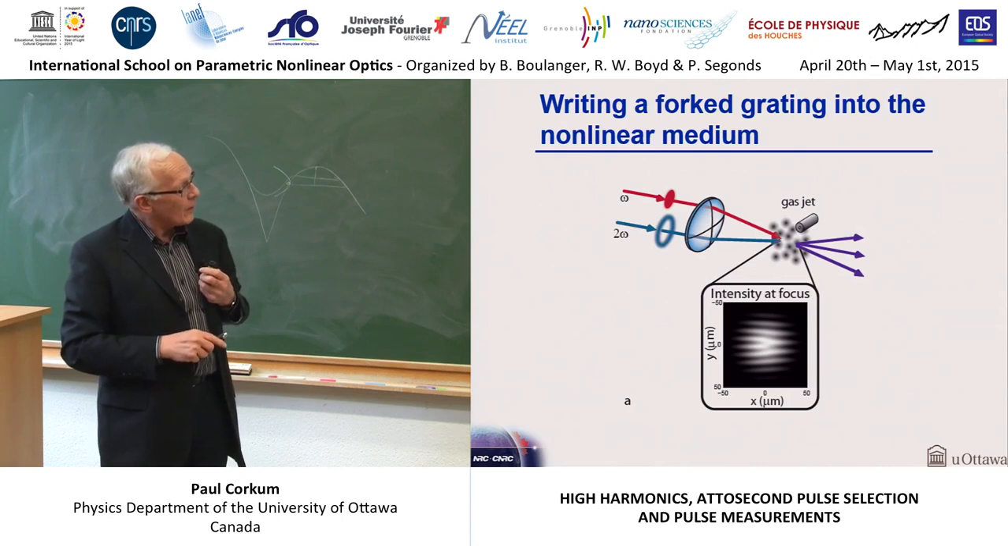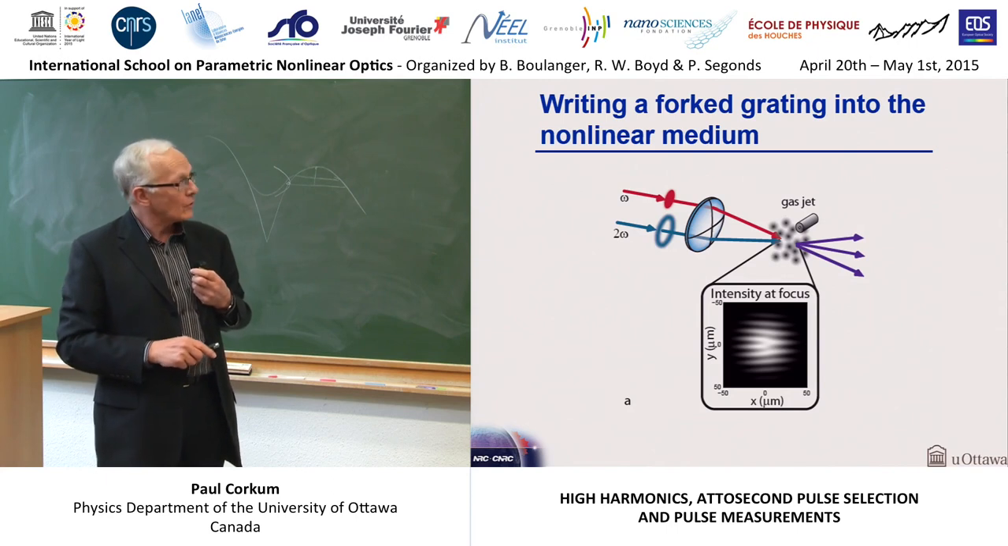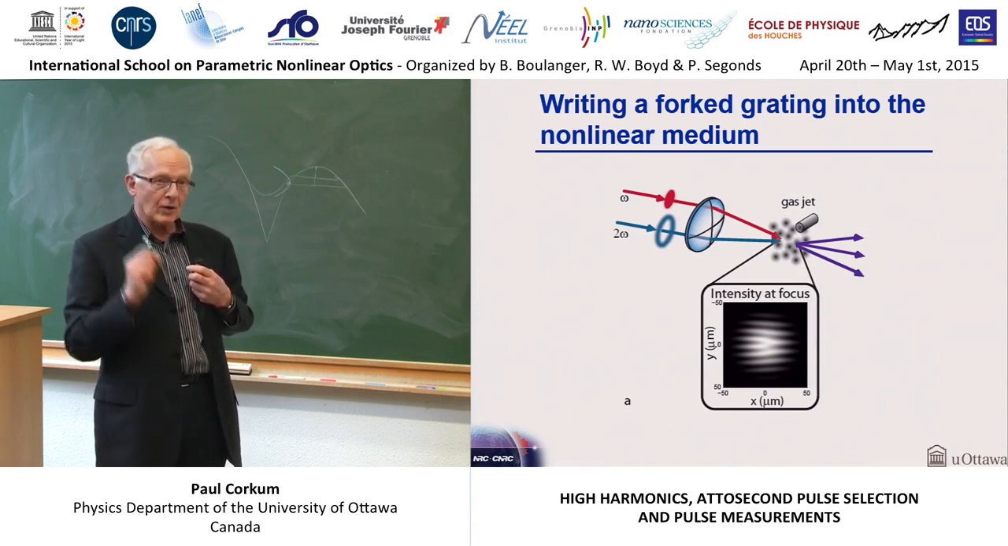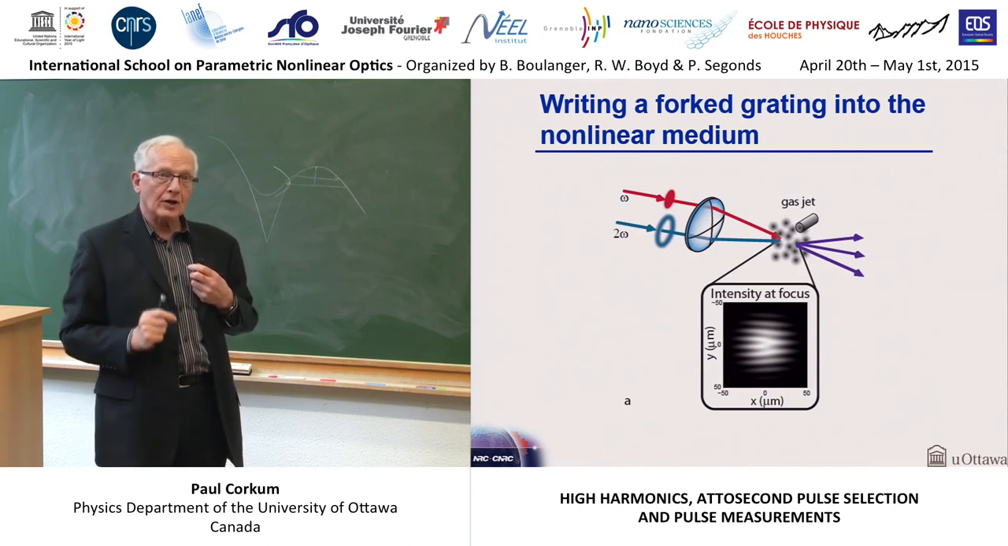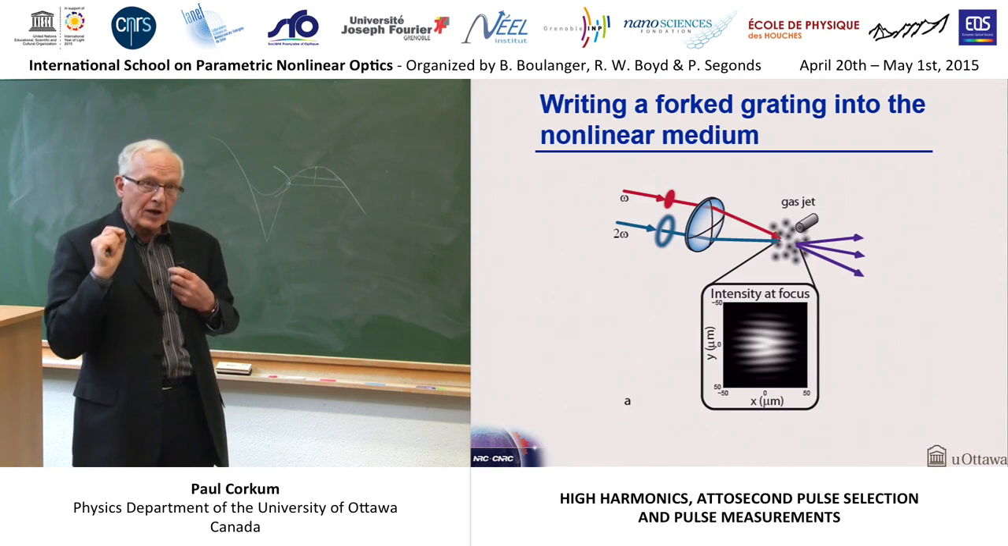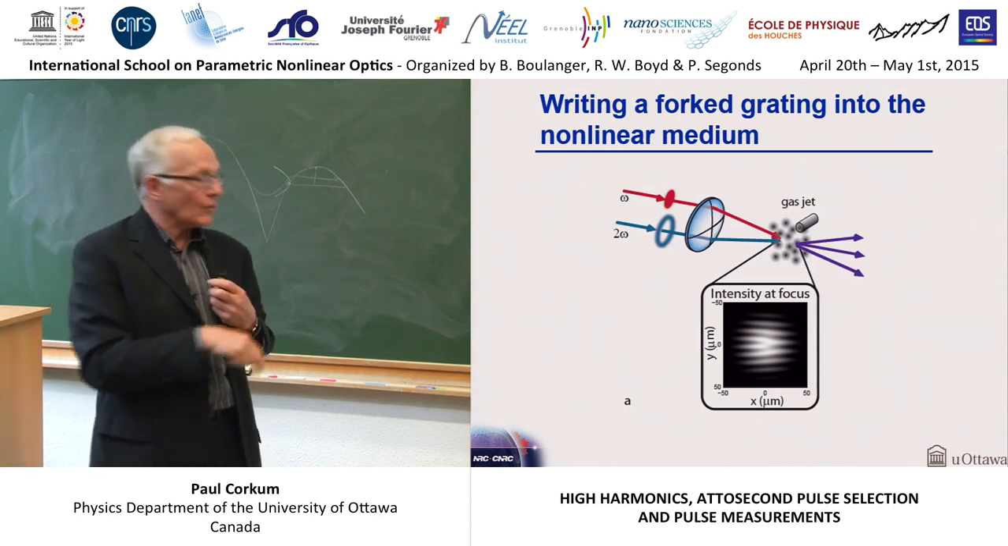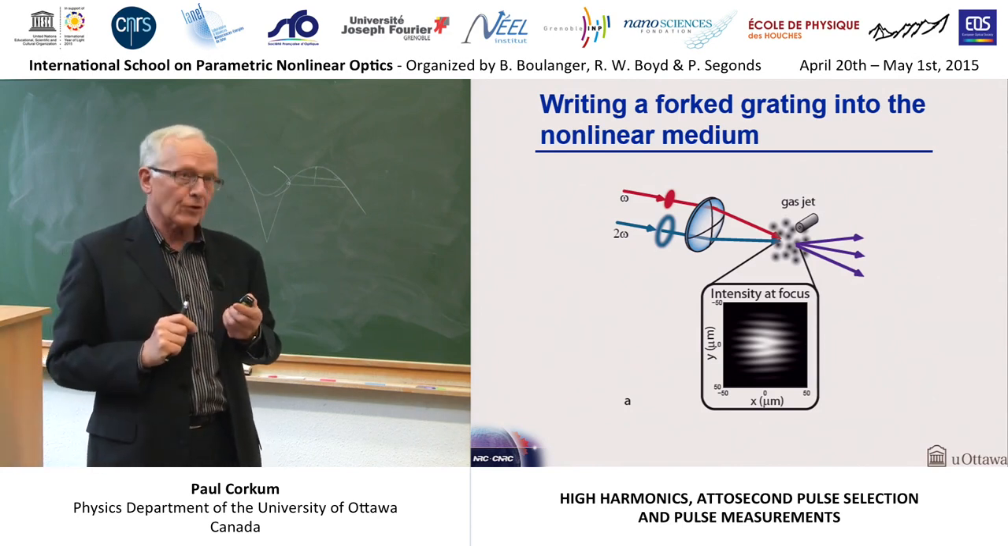We bring omega light in, creating harmonics. We bring a weak 2 omega beam in that has orbital angular momentum imposed. We bring them together. That creates a grating just like I showed you before. It should diffract radiation out, and we should be able to couple. We'll put a fork grating in the material. It's like writing an SLM in the material.